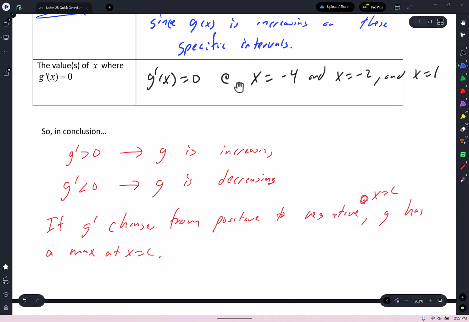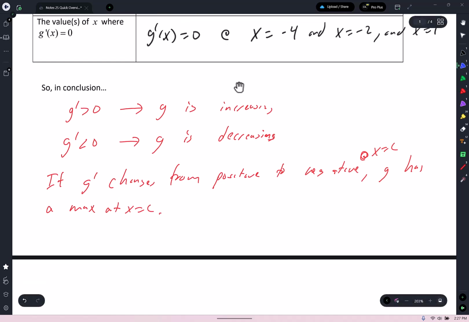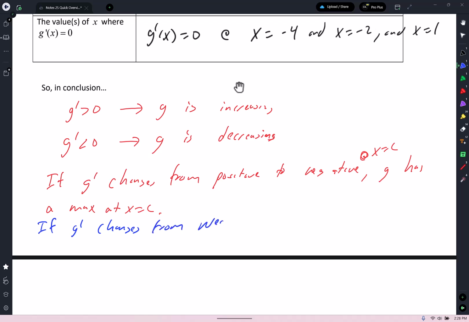And then let me write the same thing, but for changes from negative to positive. I'm going to do it in blue here, so you can tell that it's a different sentence. If g prime changes from negative to positive at x equals c, g has a what? Has a min at x equals c. Those are the big deals.